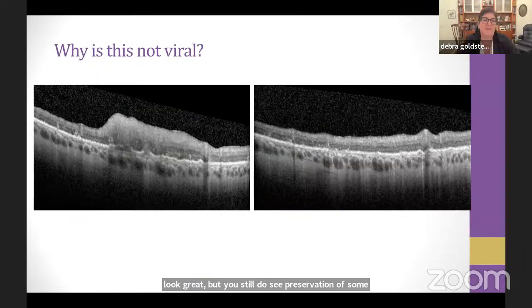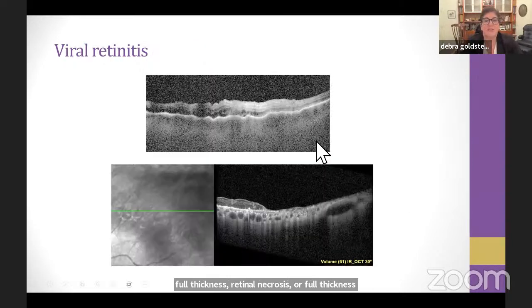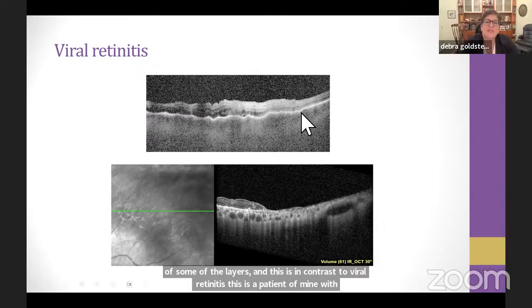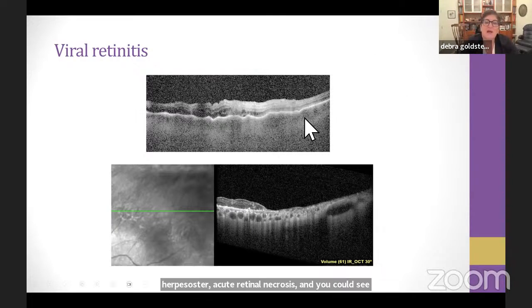So again, this is the first image that I showed you, the full thickness retinal infiltrate, but with resolution, preservation of some of the layers. And this is in contrast to viral retinitis. This is a patient of mine with herpes zoster acute retinal necrosis. And you could see after the resolution of the retinal infiltrate, we've got almost complete loss of the retinal layers.